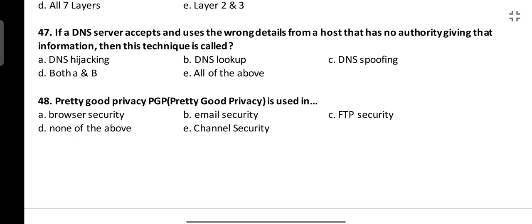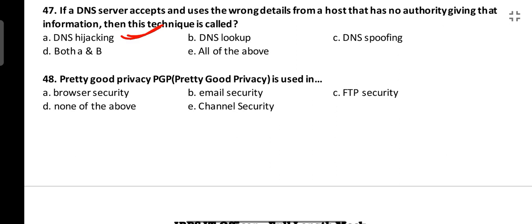Next is, if a DNS server accepts and uses wrong details from a host that has no authority to give the information, then this technique is known as DNS hijacking. Next is PGP, pretty good privacy, which is used for email security.